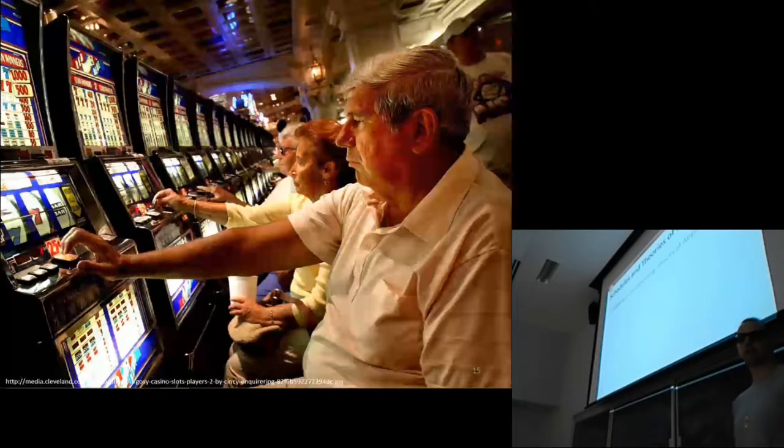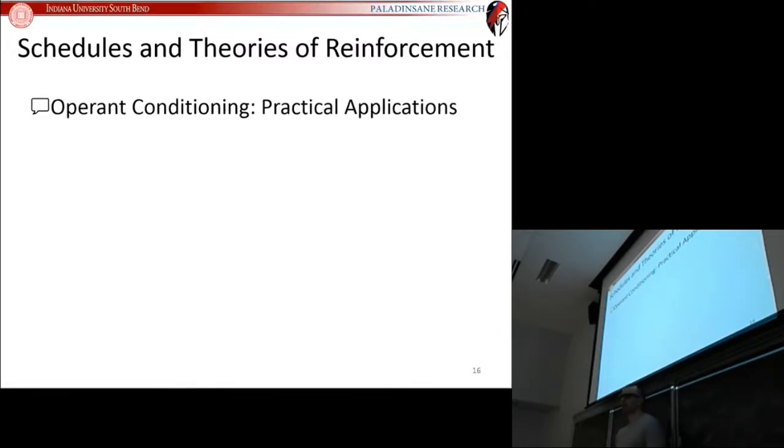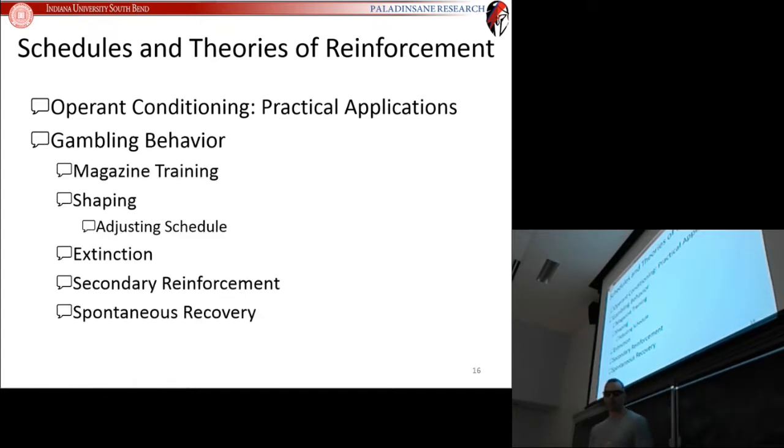What we're going to do today is take a look at practical applications of operant conditioning. So we've seen a little bit of these applications. Now we're going to do an overview of a bunch of different aspects of operant conditioning to see how they're affecting gambling behavior. Some of these, like magazine training, were not in the textbook, so that'll be completely new. Some of them, like shaping, we've already touched on. The adjusting schedule is new as well. Extinction is coming up, so that's a preview of the next chapter. And then again, secondary reinforcement, to reinforce some of those ideas, and spontaneous recovery as well.